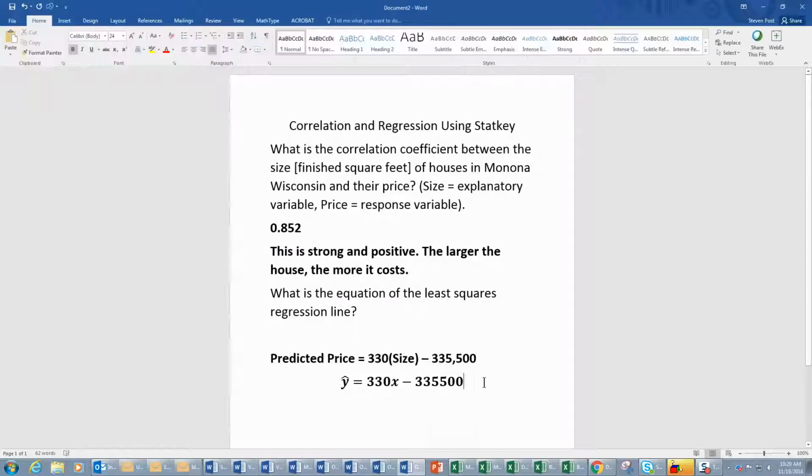And then when we write it this way, we need to identify our variables. X equals size in square feet. Y hat equals price in dollars.